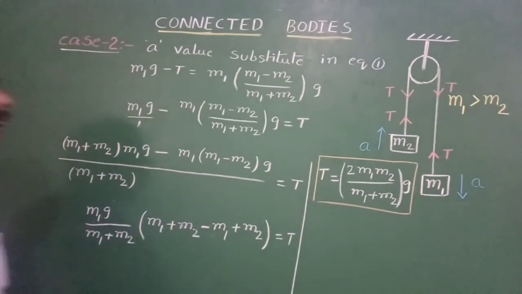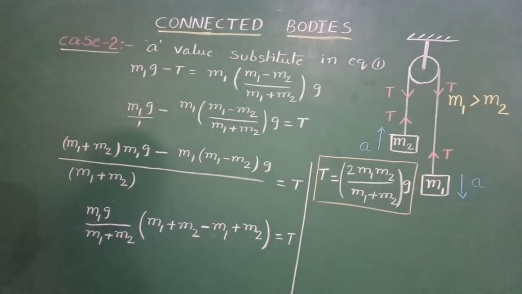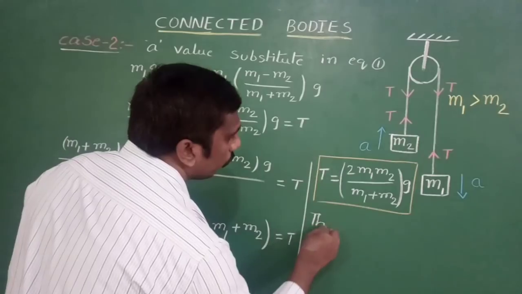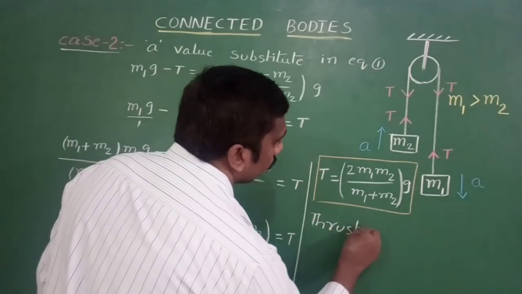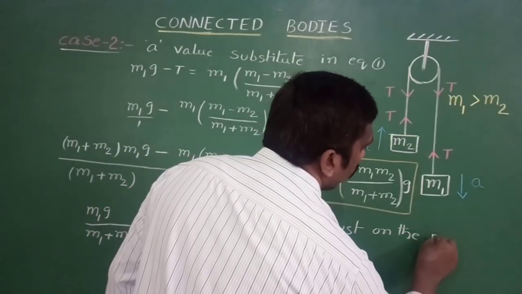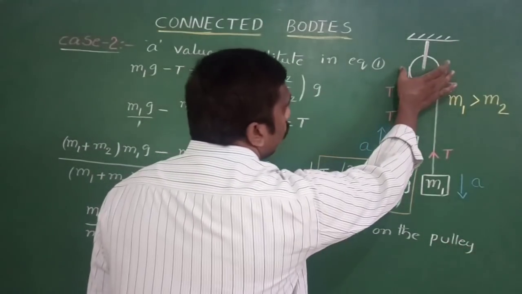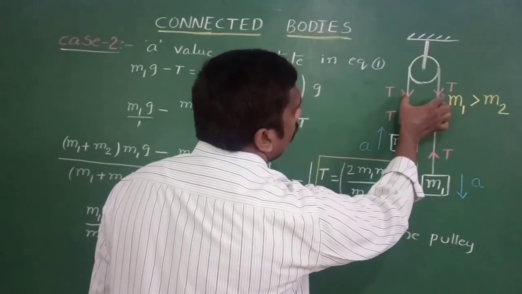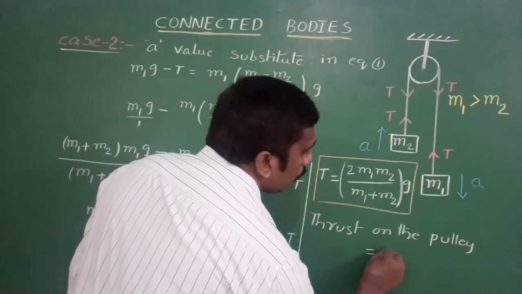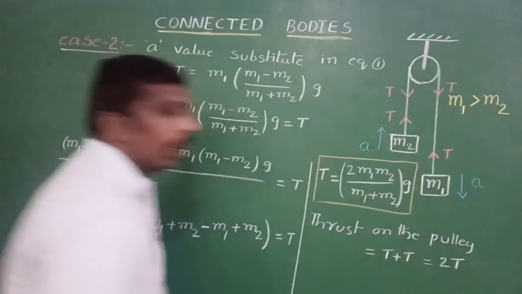Next, what is the thrust acting on the clamp? On this clamp, how much thrust is acting? So, thrust on the pulley or on the clamp? On the pulley or clamp, you take whatever it may be on both sides. Here the pulley is pulled in the downward direction by T plus T. These two tensions are acting in the same direction. That's why total thrust on the pulley is equal to T plus T, that is equal to 2T thrust acting on the pulley.